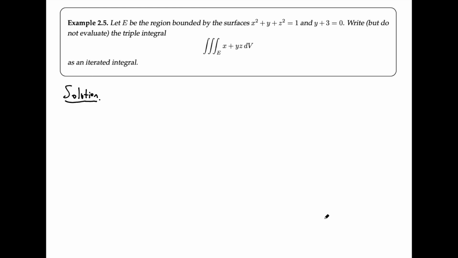In this example, we'll talk about how to set up a triple integral as an iterated integral. This is analogous to the process with double integrals. We have to think about the region we're integrating over and how to describe it correctly. Now we just have an extra dimension to worry about.